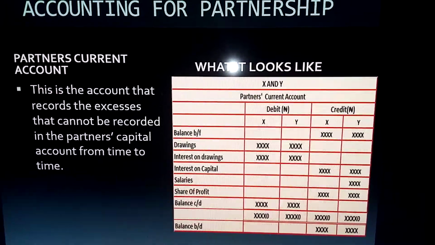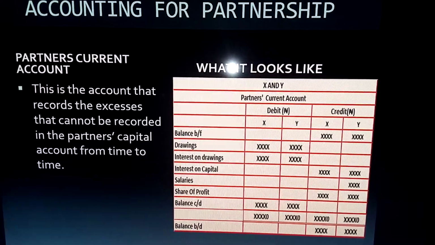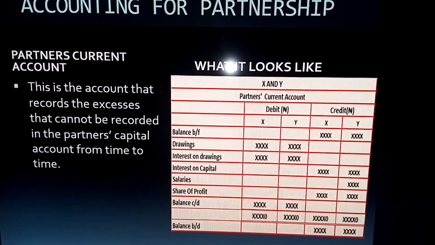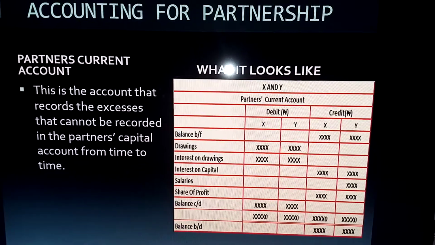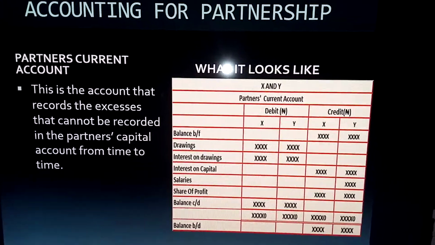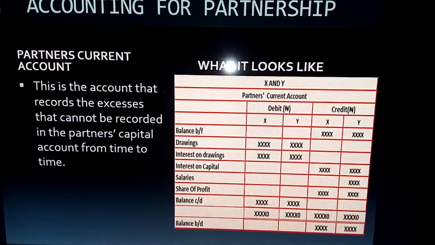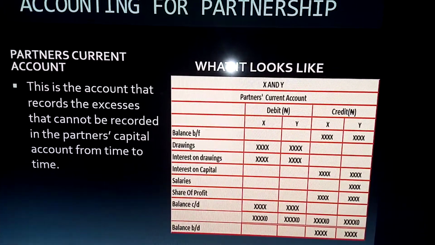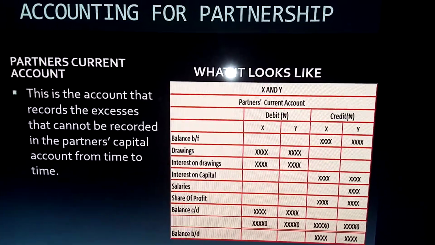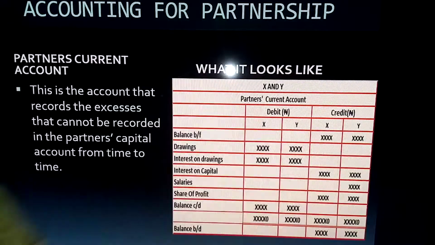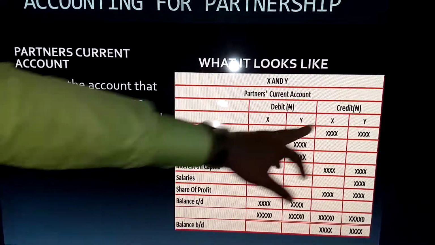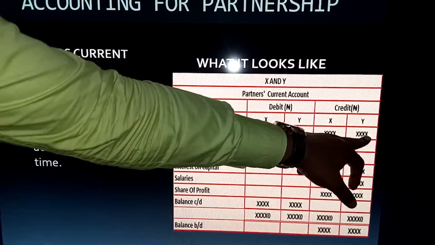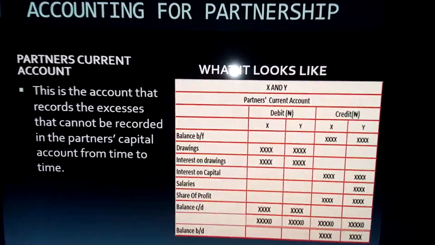Okay, so the current account basically is more like an income item to the partners, but a liability item to the business, because the business is owing the partners, so they have credit balances. Okay, so we have the partners' current account, balance brought forward. So partner X, partner Y. That's the balance brought forward.